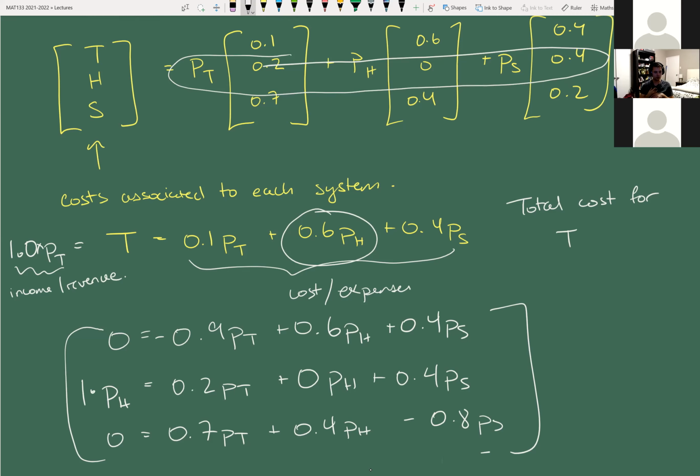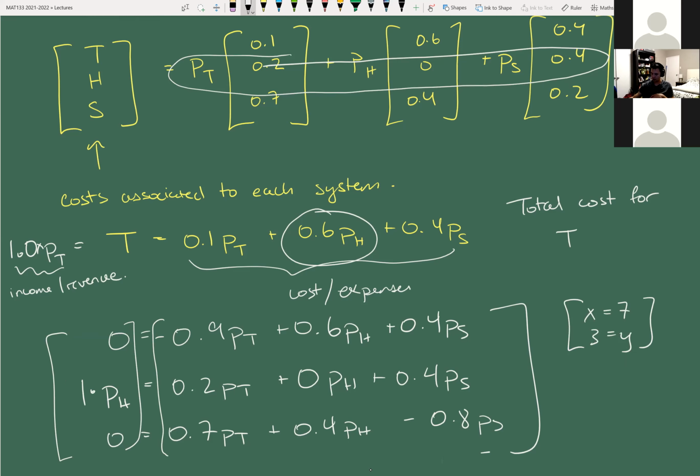Is it wrong to put your linear system of equations in brackets? Yeah, you shouldn't do it. If you wanted to do it like this, that's fine, right? Because now this is an equality of vectors, that's okay. But you don't want to write something like x equals 7, 3 equals y in brackets. That's generally not good. You don't want to do that.